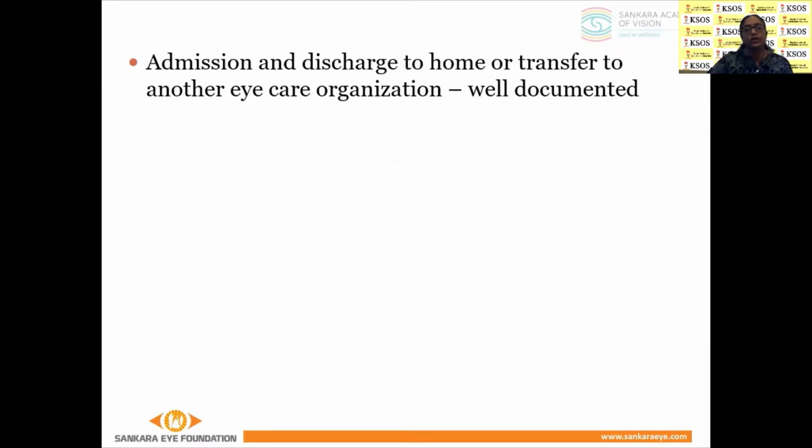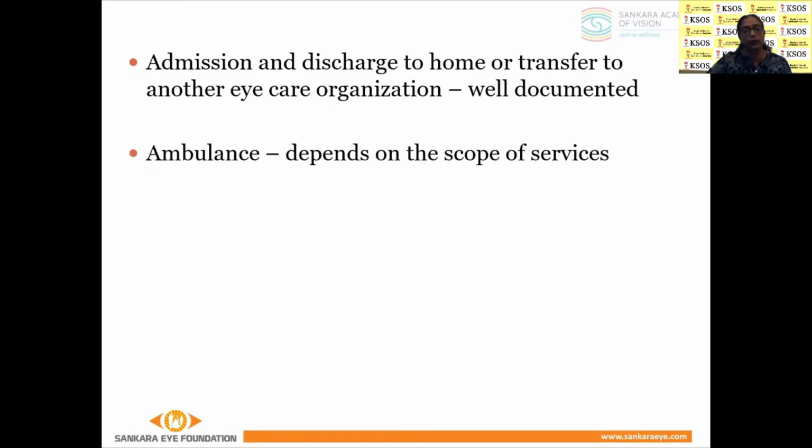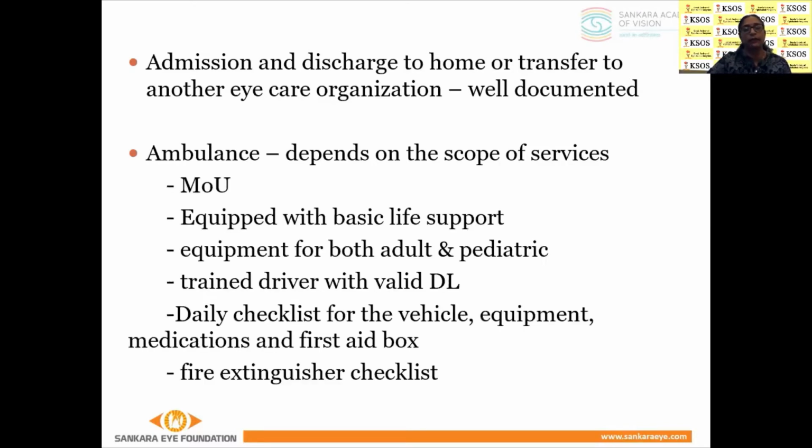So admission and discharge to home or transfer to the other eye care organization, the policies should be well documented. Ambulance, again, it depends upon the scope of the services. So in small setups, you may not have your own ambulance, but you can have an MOU. It should be equipped with basic life support, and equipment for both adult and pediatric patients should be available.